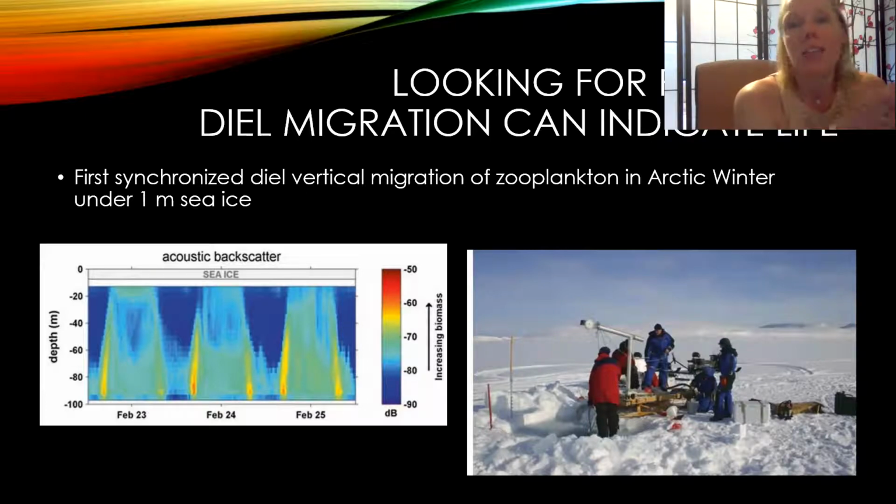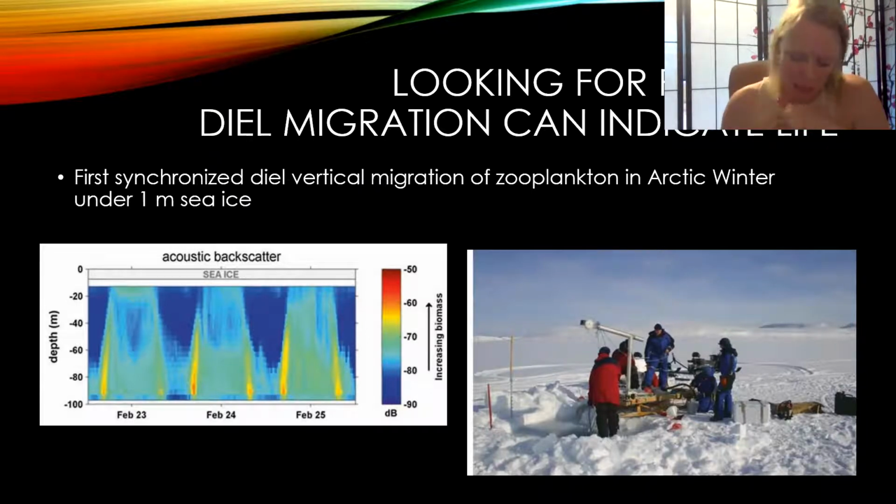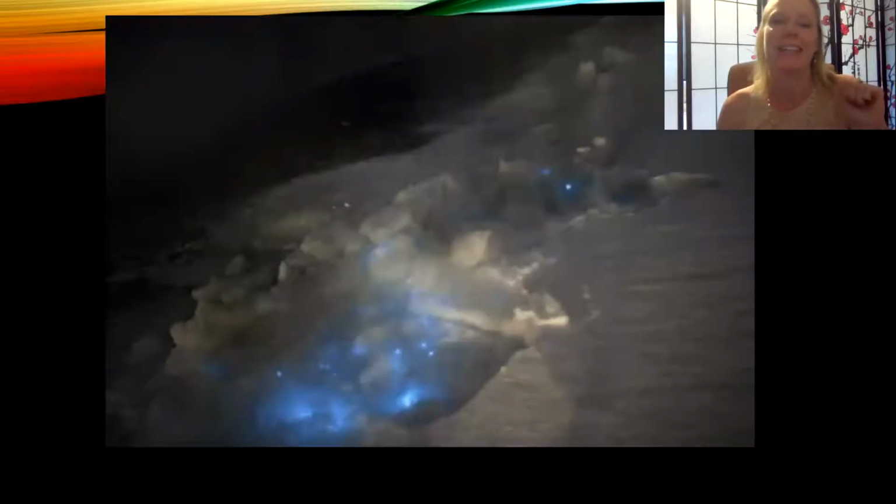And they show that even in the dead of Arctic winter, with no light, you can have diel vertical migration of zooplankton under 1 meter of sea ice. This is shown over these February graphs down here. So that's very interesting. Organisms still are responding to patterns of sunlight in the dead of winter with no sunlight.